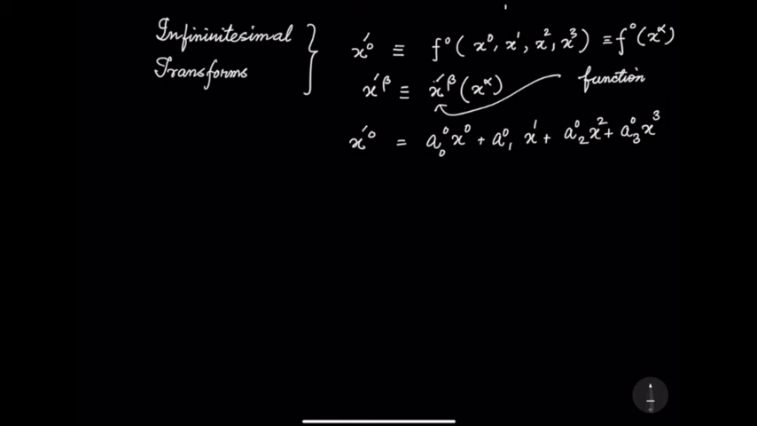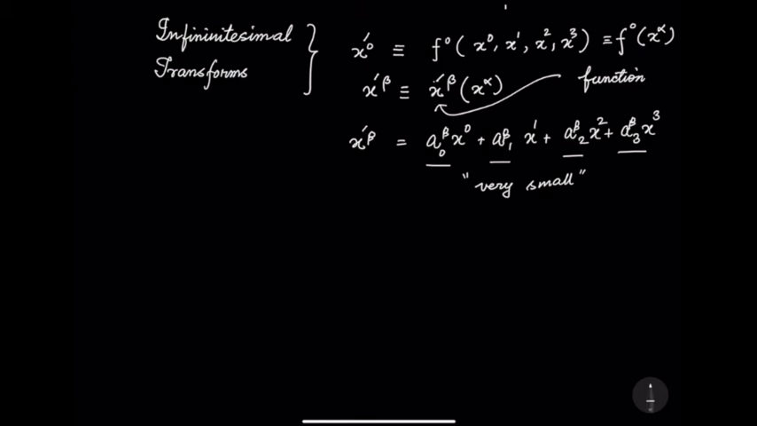And not only this, I have to write down all of the x primes, so I can write as well, call this beta prime. Okay, so beta can go from 0, 1, 2, 3. So I have 4 into 4 such objects. Now, because the transformation is infinitesimal, these objects, 16 of them, they are very small. And I can neglect their second order compared to their first order, or their third order compared to their second order, etc.